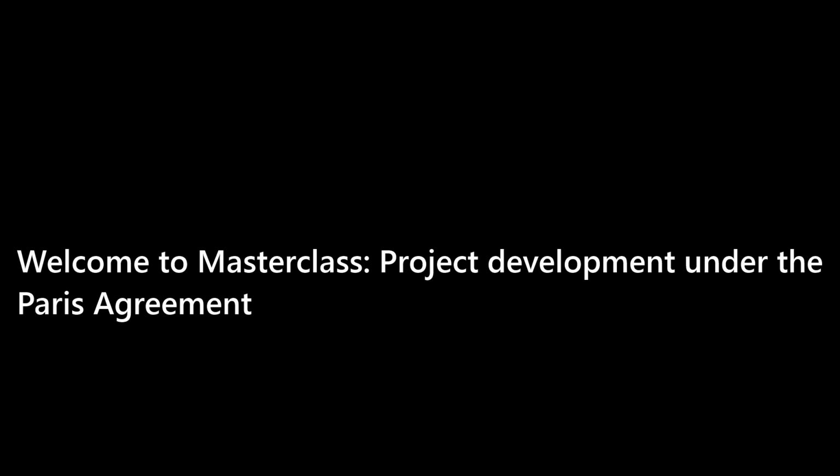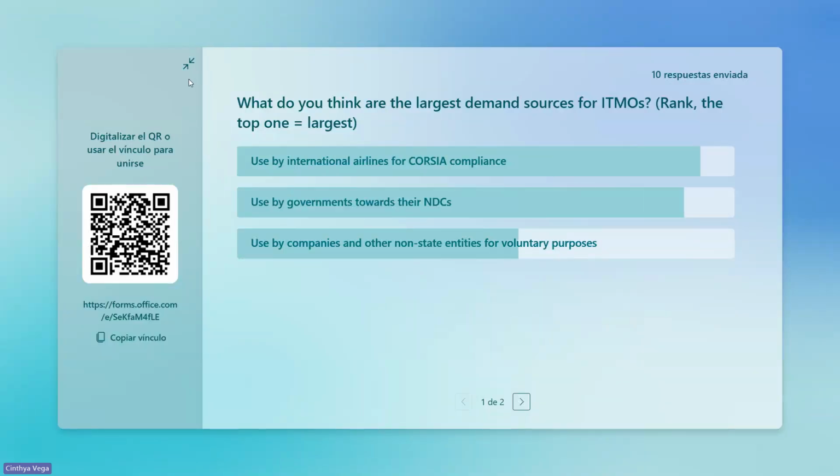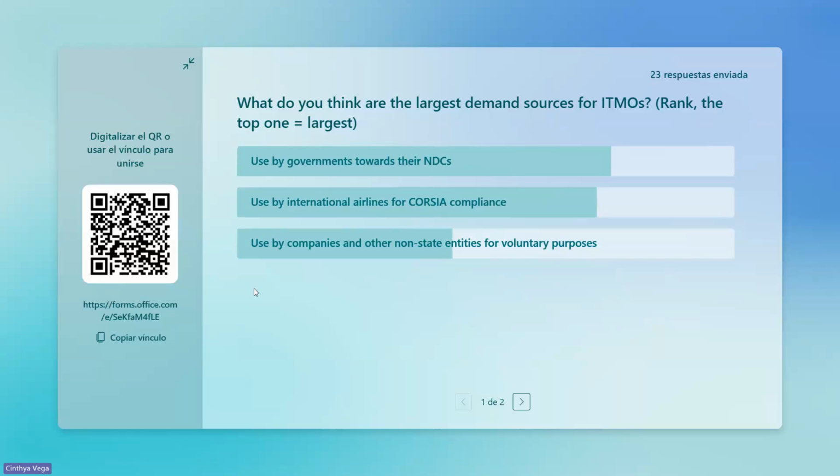I can see that we're already getting some results here, so let's see. The first question that we have today is, what do you think are the largest demand sources for ITMOs? All you have to do is drag and replace the options, and at the top should be the largest one. So we have used by governments toward their NDCs, used by international airlines for CORSIA compliance, or used by companies and other non-state entities for voluntary purposes.